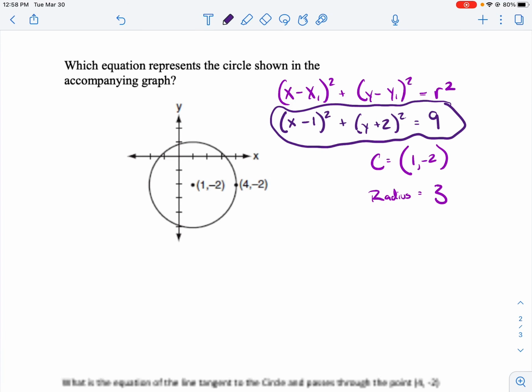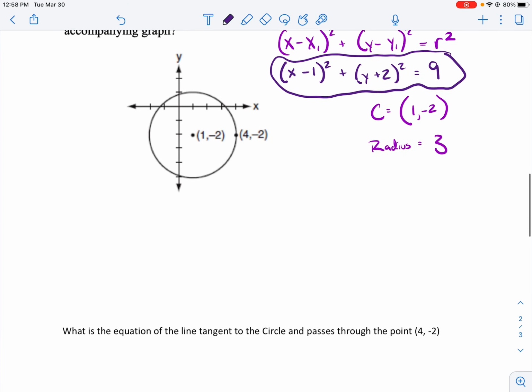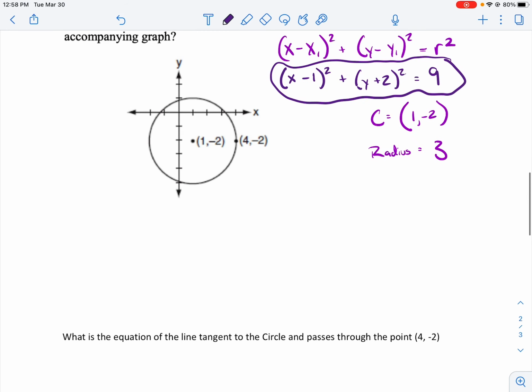And then it says, which equation of the line tangent to the circle passes through 4, negative 2? So what we're looking for is the line that passes through that point and touches our circle exactly once.